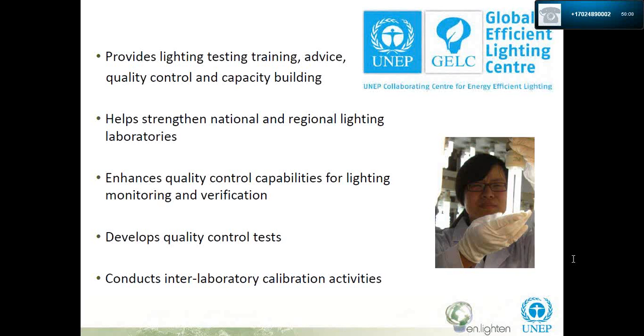So we're already starting using the support of the GLC in some of our pilot countries. Next one, please.